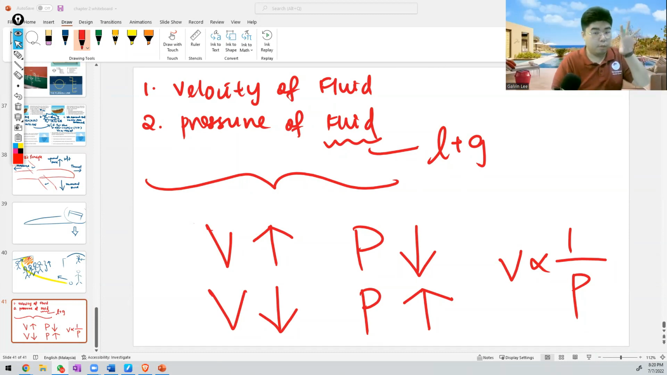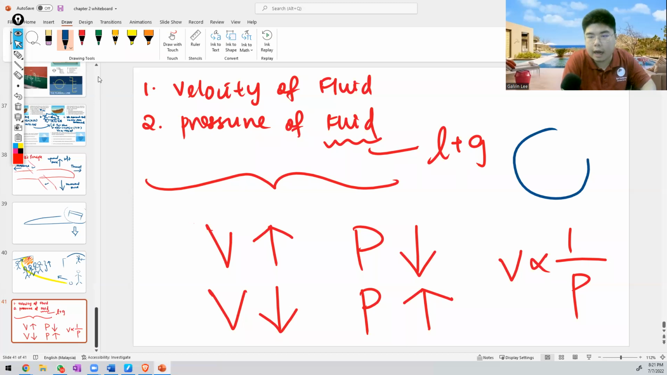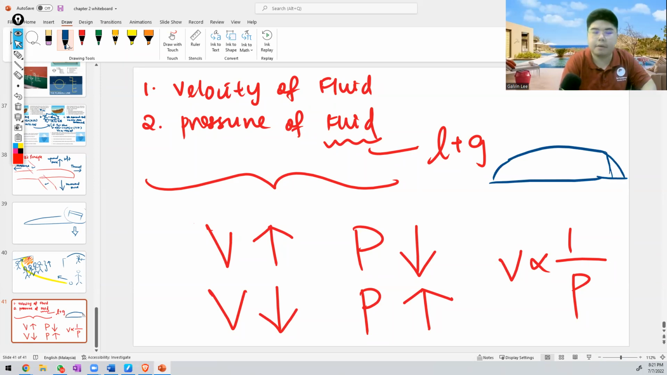So, there is going to be one side where velocity is low. There is always going to be one side where velocity is high. One side where pressure is low, and one side where pressure is high. For example, we talked about the ball just now. Correct or not? We talked about the football. But let's not talk about football now. We talk about an easier one, the wing of the aeroplane. There is going to be top and bottom. So that is what I mean by two sides of the diagram.